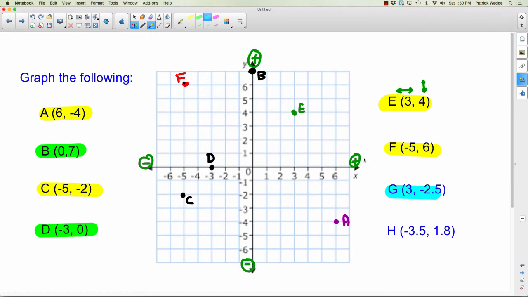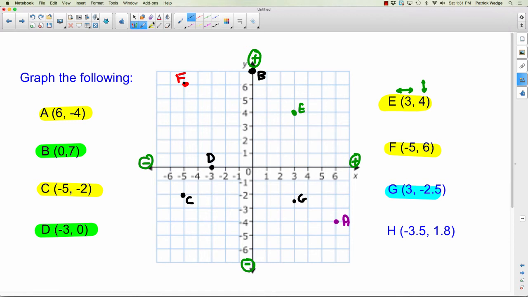So G says 3. So we're going to start at the origin. We're going to go over 3, 1, 2, 3, and then we're going to go down, since it's negative, down 2.5. So over 3, then down 1, 2, and a half takes us right here. So it's hard to get exact here, but we can do the best we can. That looks about 3 and negative 2.5.